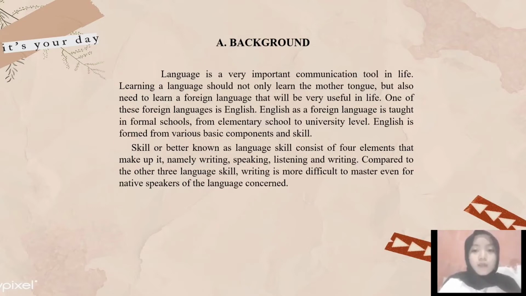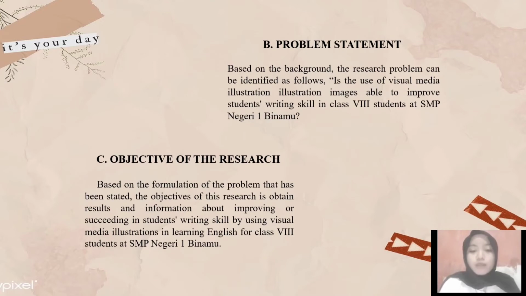Next is the problem statement. Based on the background, is the use of visual media illustration images able to improve students' writing skill in Class 8 students at SMP Negeri 1 Binamu? And about the objective of the research, based on the formulation of the problem that has been stated, the objective of this research is to obtain results and information about improving or succeeding in students' writing skill by using visual media illustrations in learning English for class 8 students at SMP Negeri 1 Binamu.